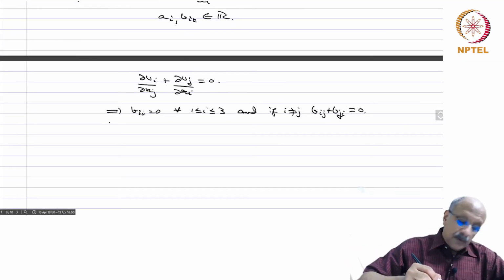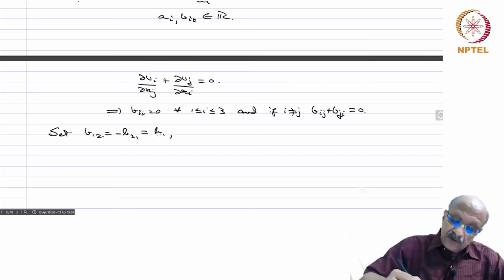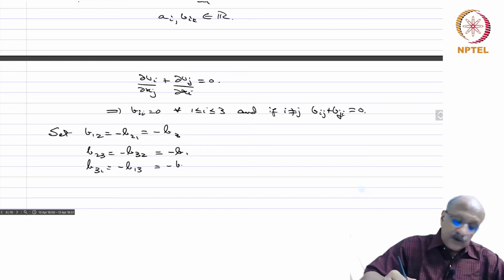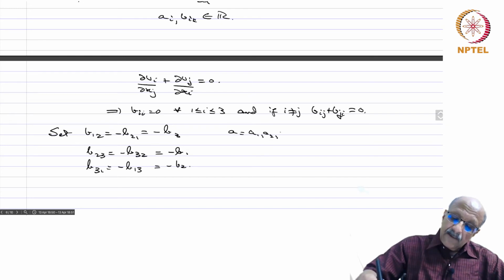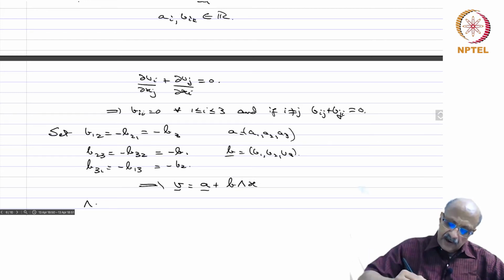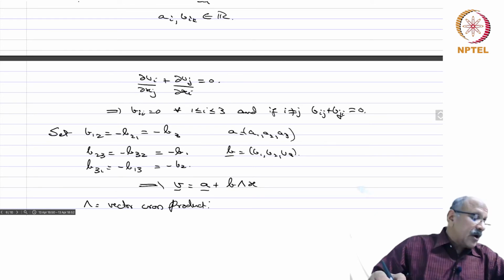So now you set b12 equals minus b21 equals b3, b23 equals minus b32 equals b1, and b31 equals minus b13 equals b2. Then a equals (a1, a2, a3) and b equals (b1, b2, b3), and then you will get that v is nothing but a plus b cross x, where cross is the vector cross product. So you just have to check these calculations.